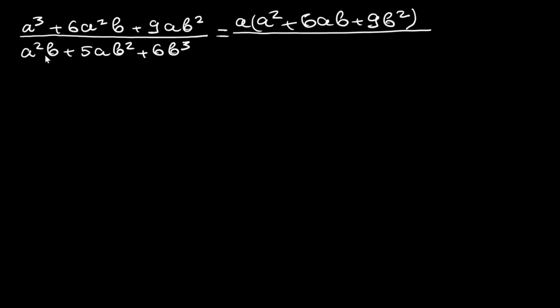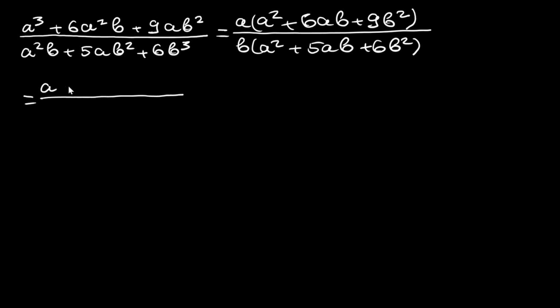And in the denominator, we have b here, and b here. Therefore, we write down b. And we are left with a squared plus 5 times ab plus 6 times b squared. Now we have to simplify further. We have our line, we have a here, and now we notice that a squared plus 6 times ab plus 9 times b squared is nothing other than (a plus 3b) squared, because this is the first term squared, which is a squared.